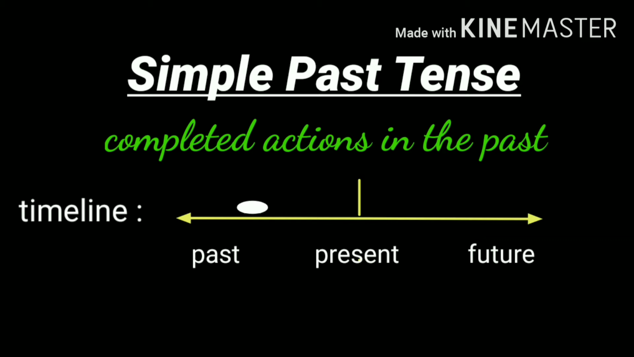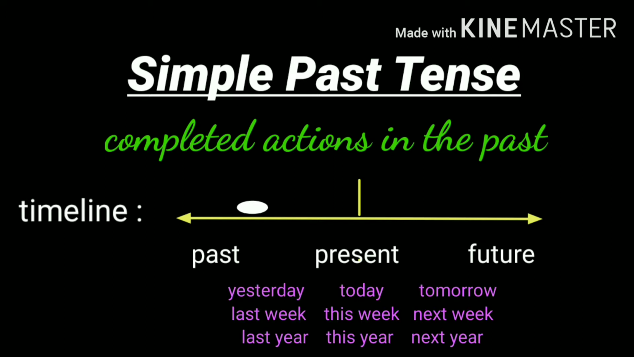See the timeline given on the screen. There are 3 times: past, present and future. Assume the vertical middle line is present, and the left parallel line from the present is past and right parallel line from the present is future. The past can be yesterday, present can be today and future can be tomorrow.